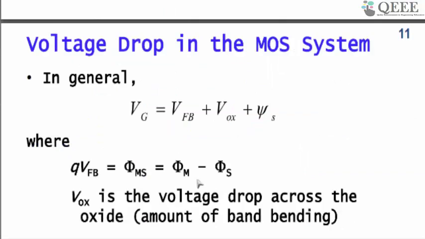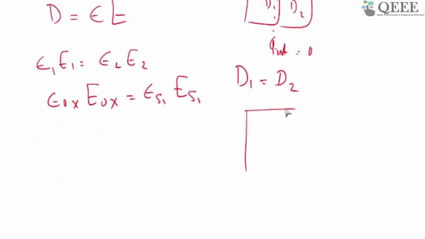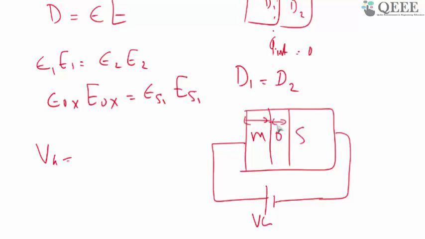Now let us see, whenever you apply a bias, how it is distributed across these three different materials. You have a MOS structure: this is your metal, this is your oxide, this is your semiconductor, and you are applying VG here. Whatever the VG, it is dropped across the oxide and the semiconductor. As we said, there is no voltage drop across the metal because it's a perfect conductor. It's like a short circuit, so whatever voltage you apply here directly comes here.